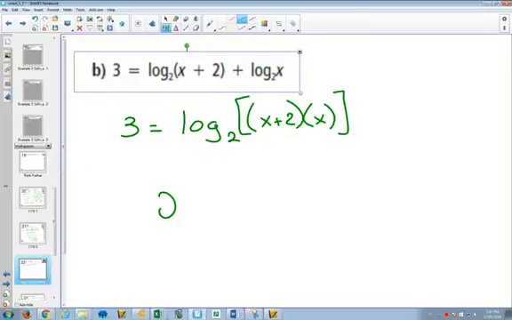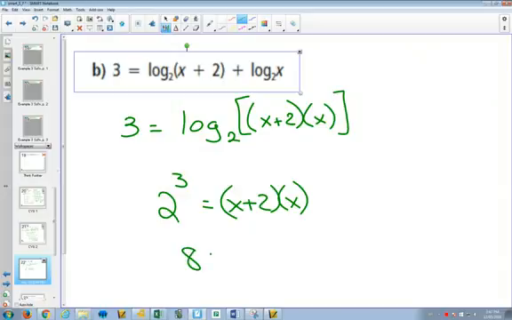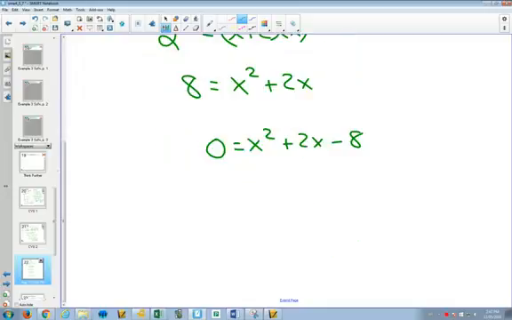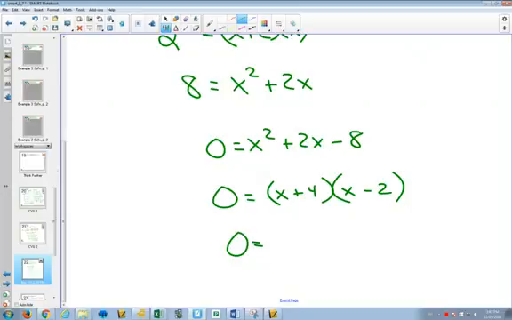The base is 2, the exponent is 3, and x plus 2 times x. So if we multiply this out, we get x squared plus 2x. Factoring this, (x plus 4)(x minus 2). Oops, there we go. x equals negative 4 and x equals 2.